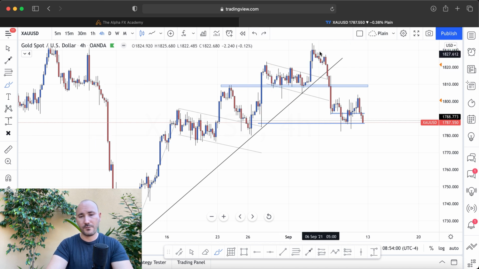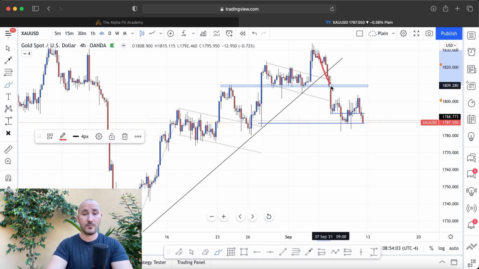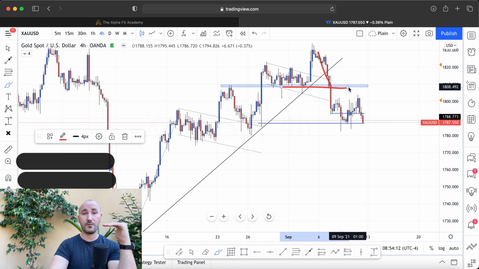And then what happened after is price broke the bullish trend line. Is it a problem? No, because I usually say that trend lines are there to be broken, but what you have to focus on is whether the price broke the market structure, the previous high or low.